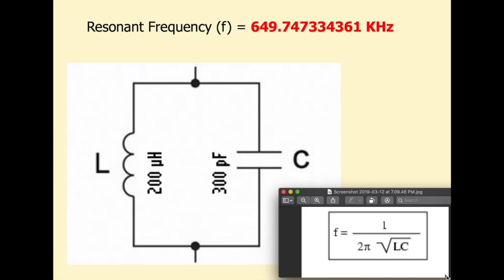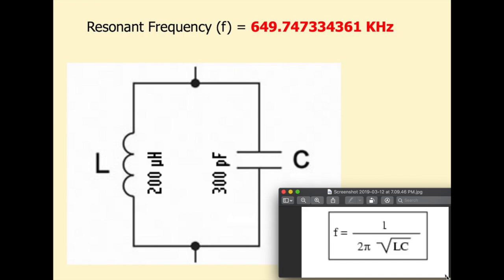It's the circuit diagram for a very simple radio. The frequency is determined by the value of the coil, the inductance L, and the value of the capacitor, the capacitance C. So the formula for that is frequency equals 1 over 2 pi times the square root of L and C.